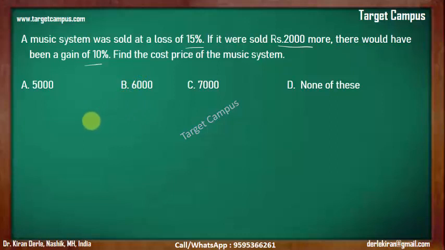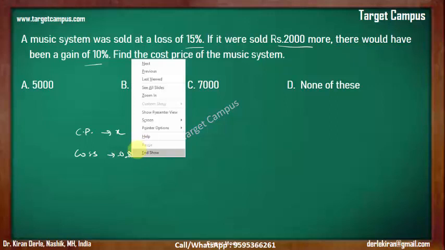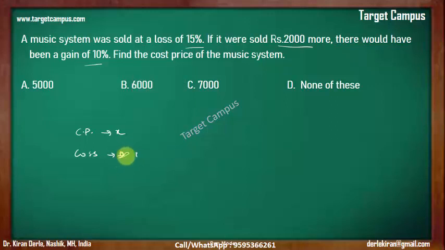A music system was sold at a loss of 15%. So let's say the CP of that music system is X and the loss would be 0.15x. So the selling price would become 0.85x. This is the selling price, right?